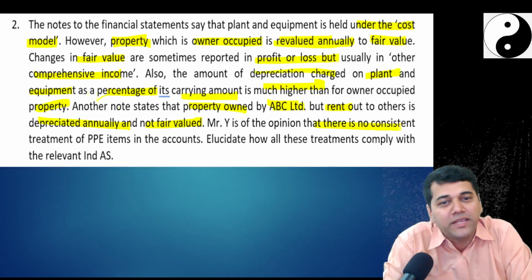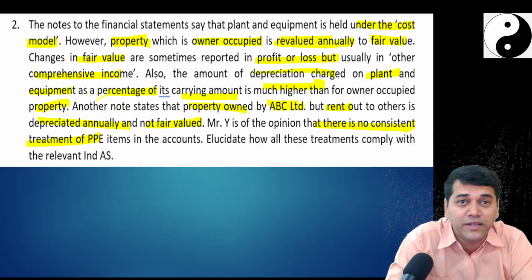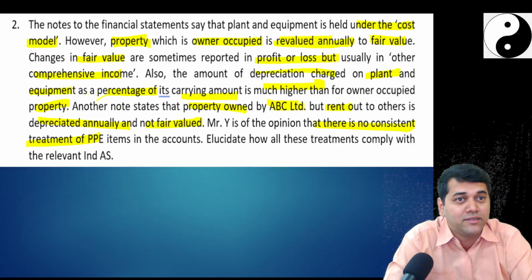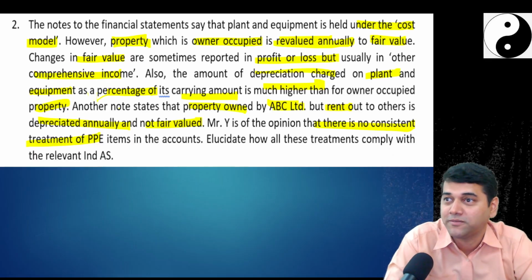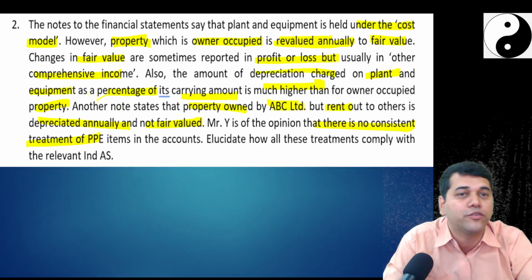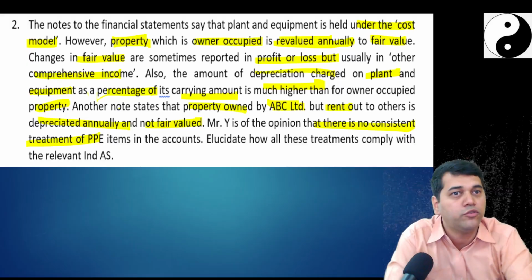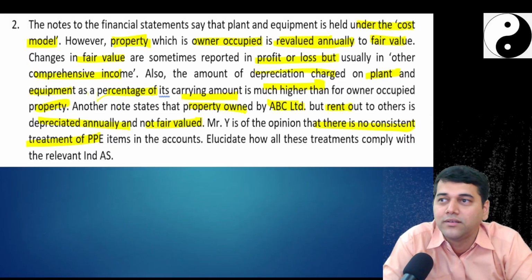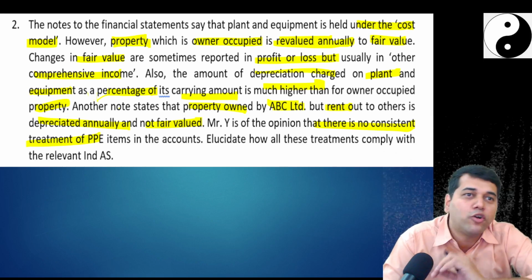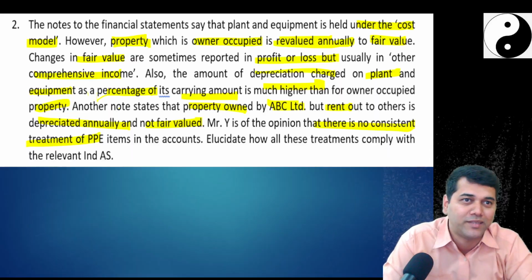Mr. Y is of the opinion that there is no consistent treatment. God knows what type of Ind AS ICAI has come up with. It's creating so much confusion for us. Then you should say, sir, you are creating the confusion because of your business practice. Who told you to follow cost and revaluation models? If you want to do it, say it together. So maintain cost for all, including investment property. Fair value, no, I will not permit that.